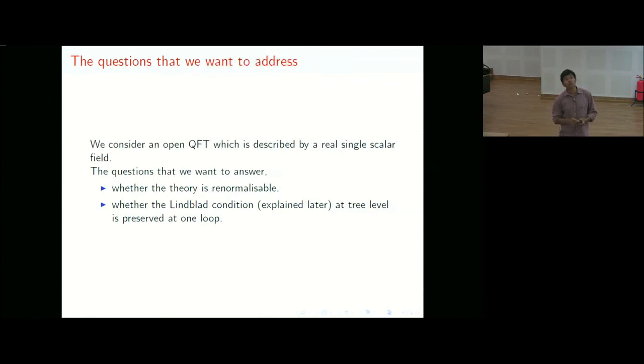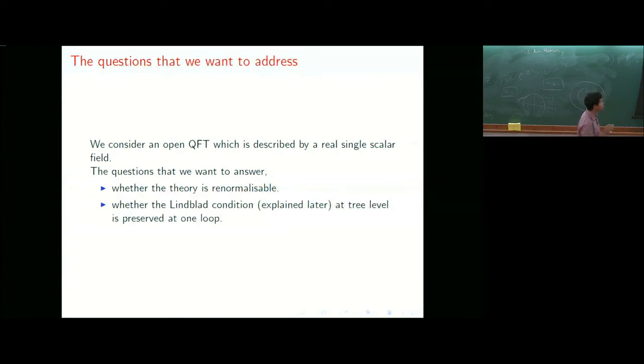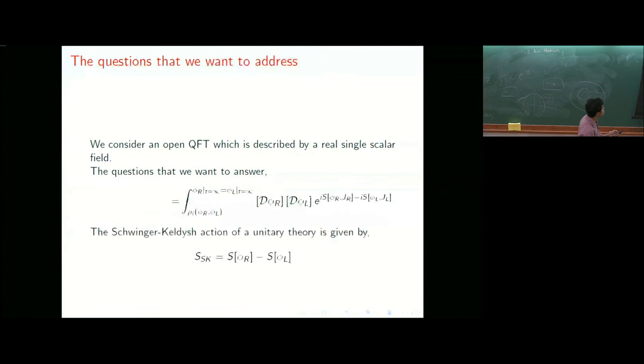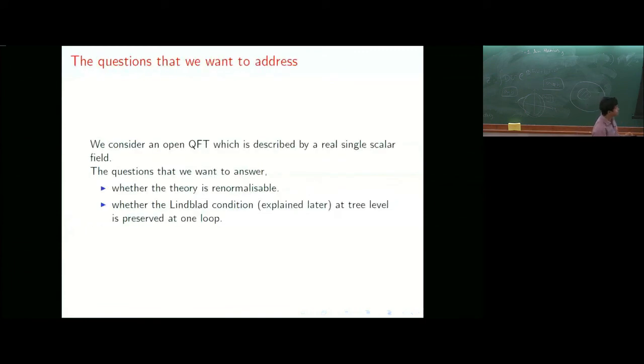These are the questions we wanted to answer in this paper. We studied a single scalar field theory, phi-4 theory, and asked whether the theory is renormalizable or not. There are a few conditions, which are constraints on the coupling constants that appear in the action. We call these the Lindblad conditions, and we check whether they are preserved at the loop level. Why is this question important? If these are violated at loop level, that changes the character of the theory. I will explain this more later.